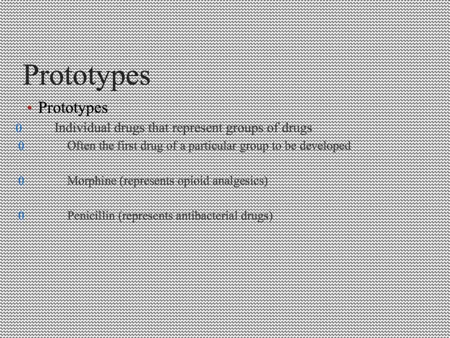An individual drug that represents groups of drugs is called a prototype. The prototype is most often the first drug of a particular drug class to be developed. It is usually the standard with which newer drugs in the class are compared. So, for example, morphine represents opioid analgesics, and penicillin represents antibacterial drugs.